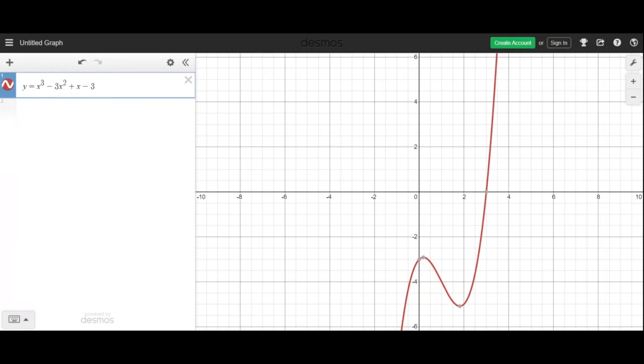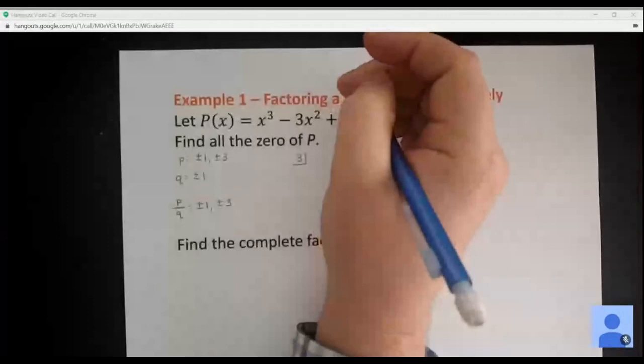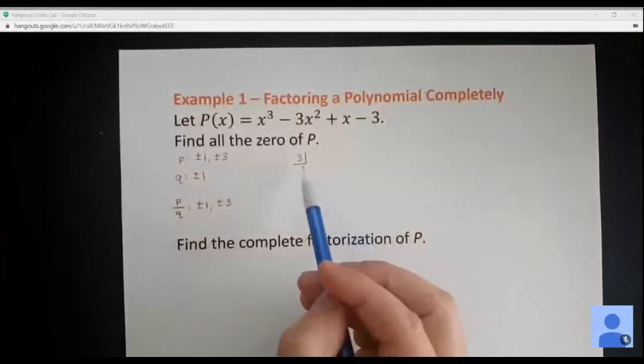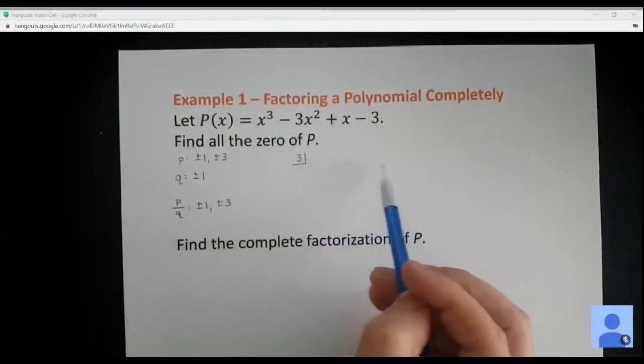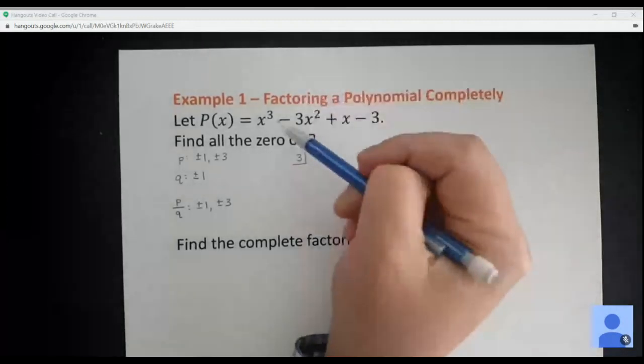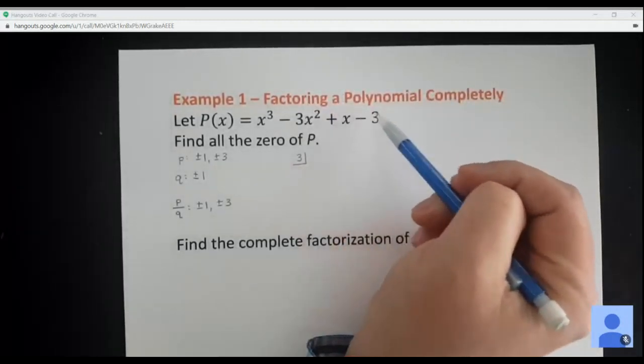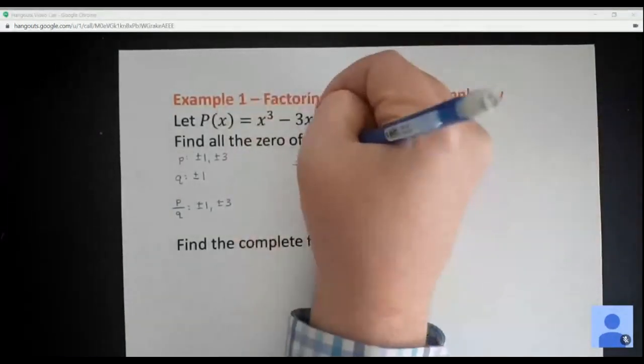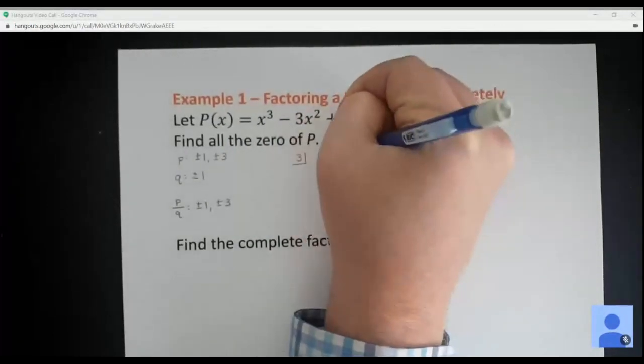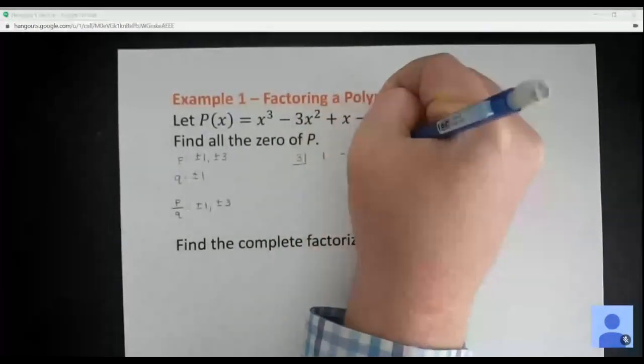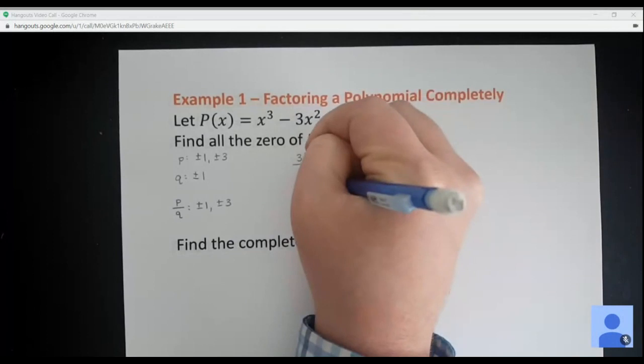So let's try that. So I'm going to go back to my other screen here. All right, and so if we do our synthetic division now, remember we've got our 3 in the box, and then we're going to list out our coefficients here. So we've got x cubed, x squared, x, and then the constant. So we're not missing any terms. So that's just going to be +1, -3, +1, and -3.